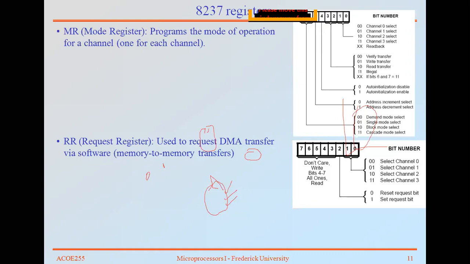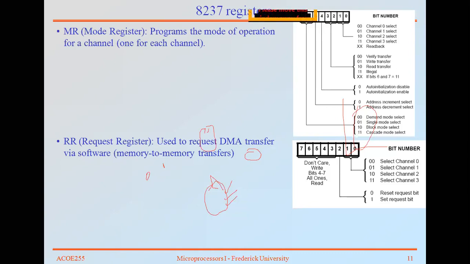Next, bits 6 and 7, the combinations 00, 01, 10, 11, are the mode select. Demand mode and request mode, two modes are there. 01 is the demand mode select. 00 is the single mode select. 10 is the block mode select. 11 is the cascade mode select. Okay, that is the mode register.